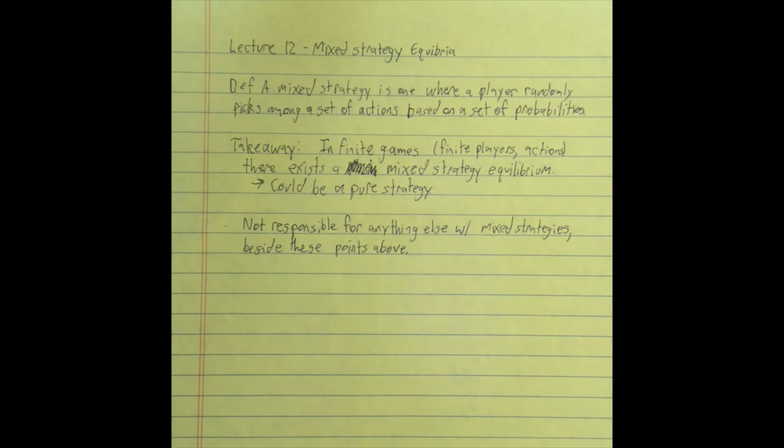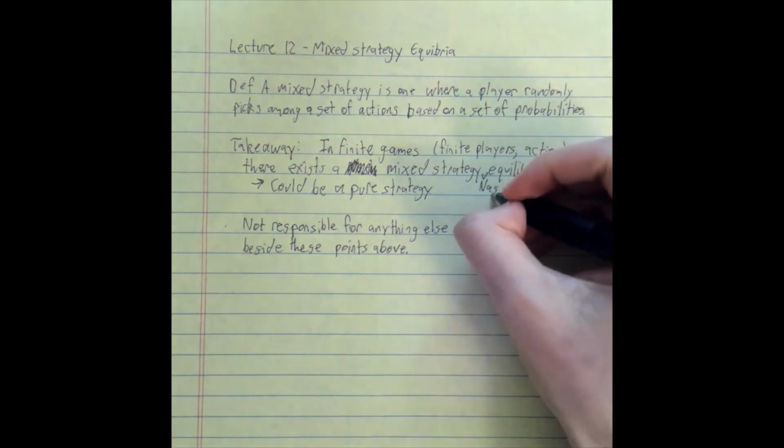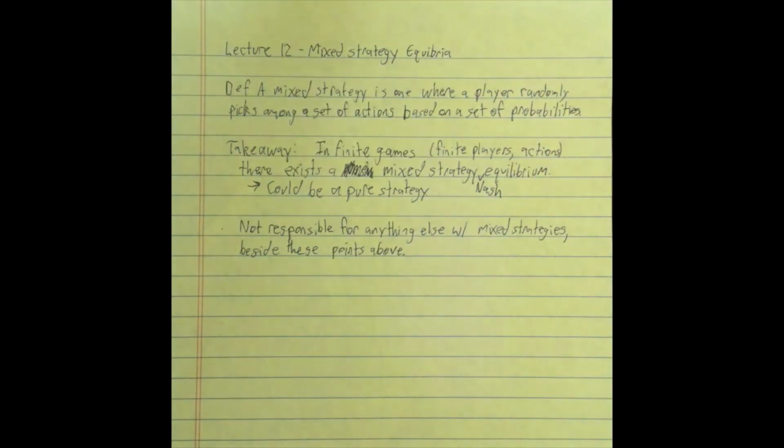All right. And the reason I want to talk about it is that in finite games, so games that have a finite number of players and a finite number of actions, there always exists a mixed strategy Nash equilibrium. Now it could be a pure strategy equilibrium, in the sense that we could mix 100% of the time I go left, or 100% of the time I play top.